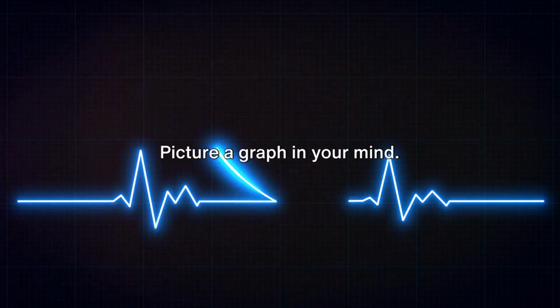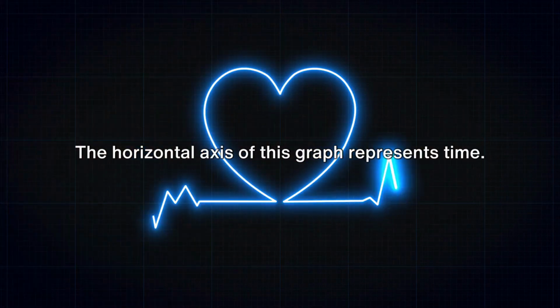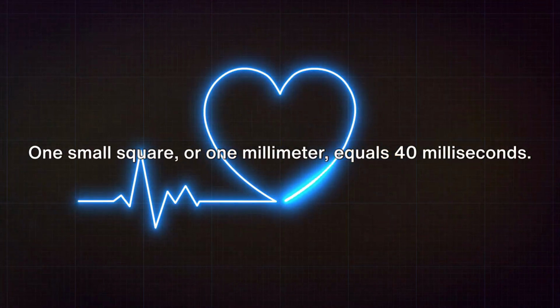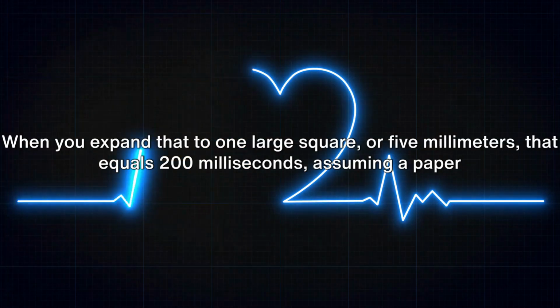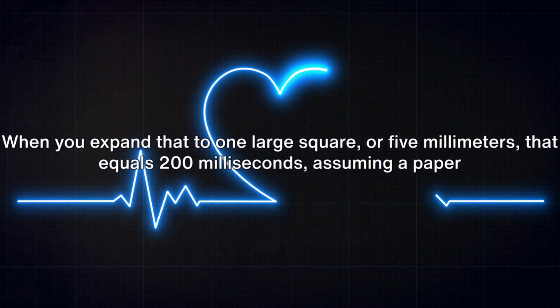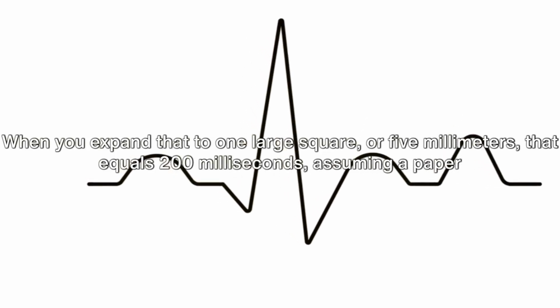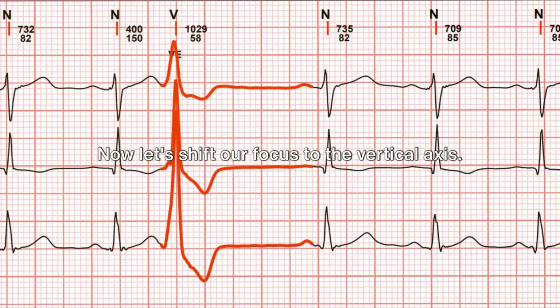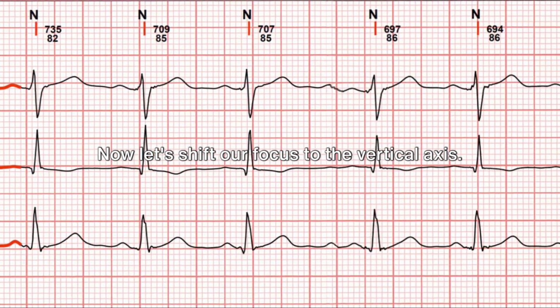Picture a graph in your mind. The horizontal axis of this graph represents time. One small square, or 1 millimeter, equals 40 milliseconds. When you expand that to one large square, or 5 millimeters, that equals 200 milliseconds, assuming a paper speed of 25 millimeters per second. Now let's shift our focus to the vertical axis.